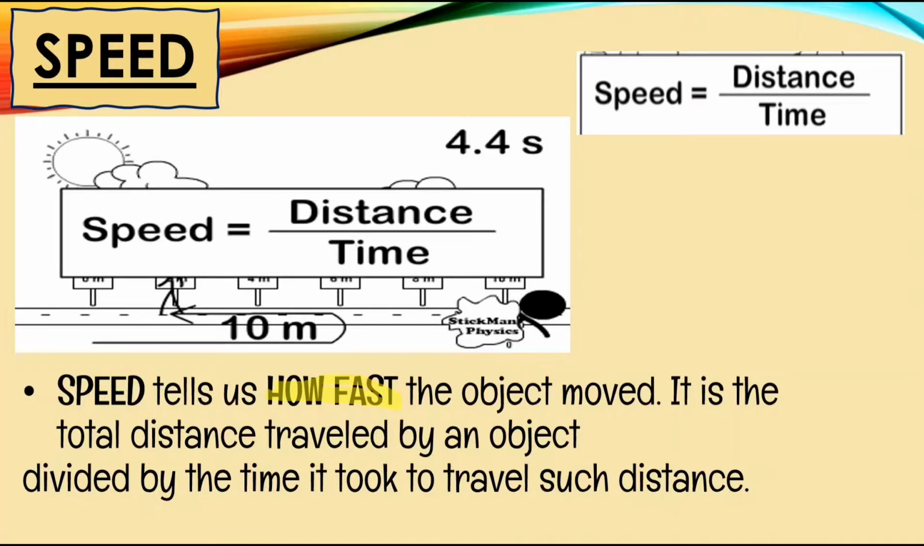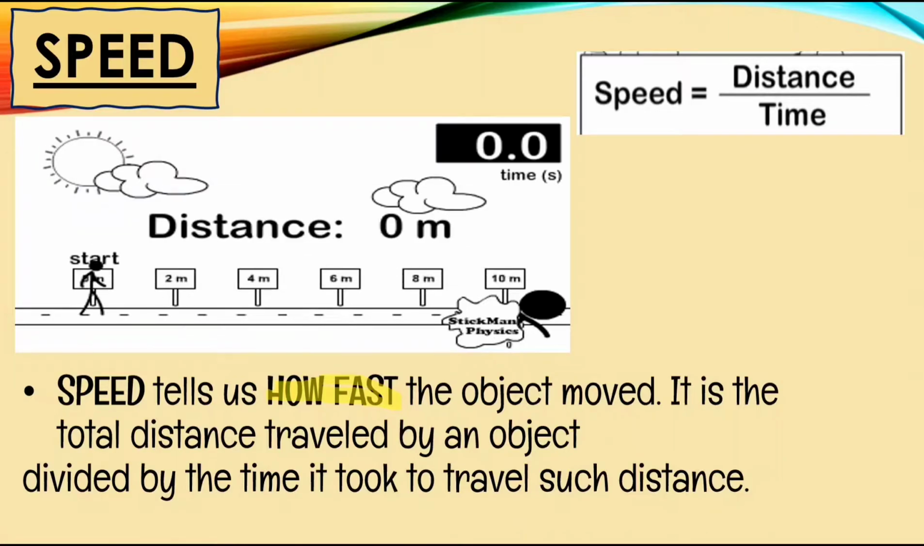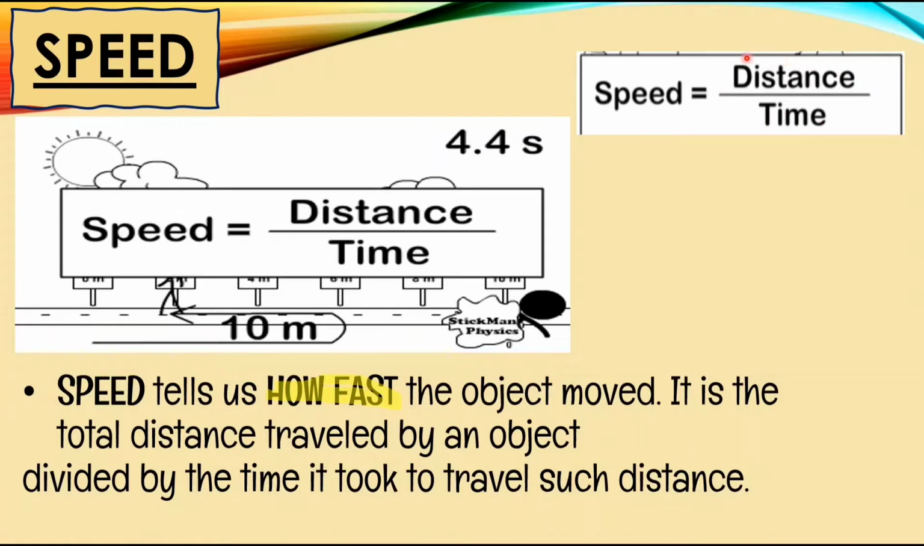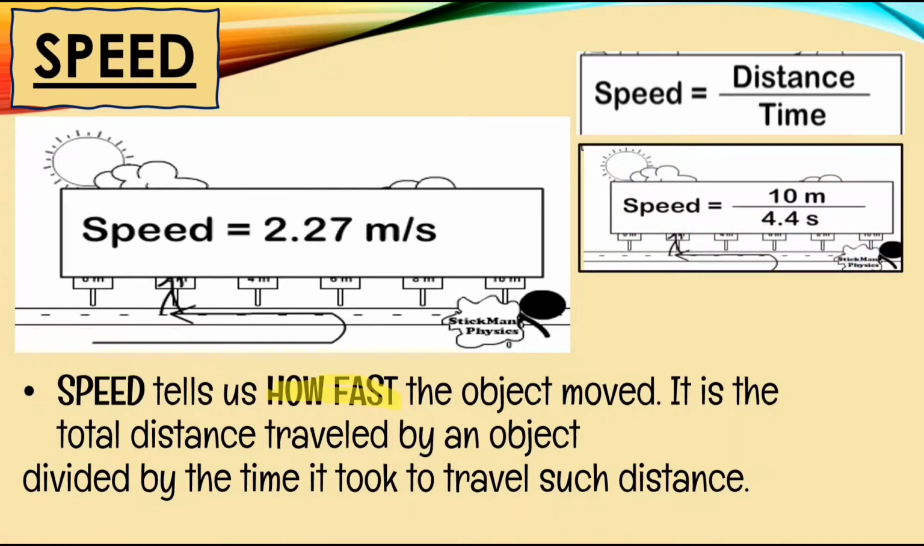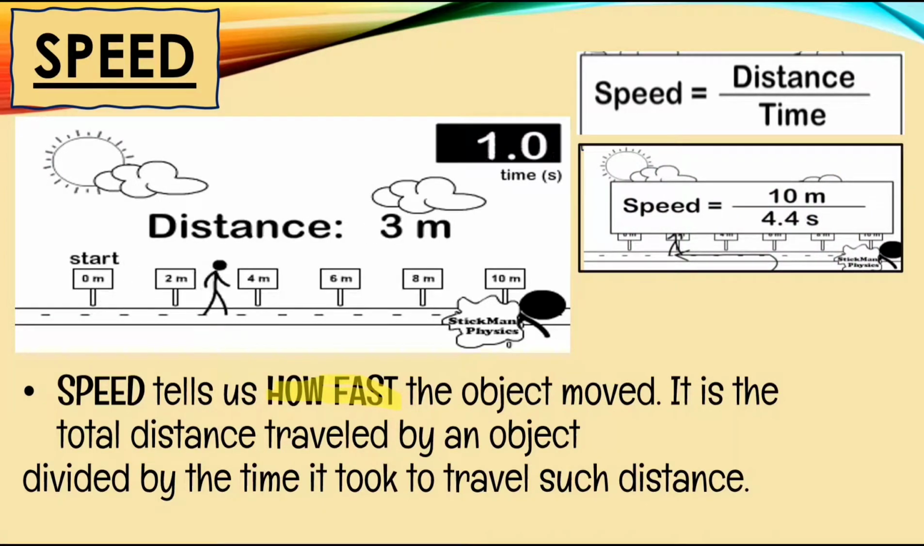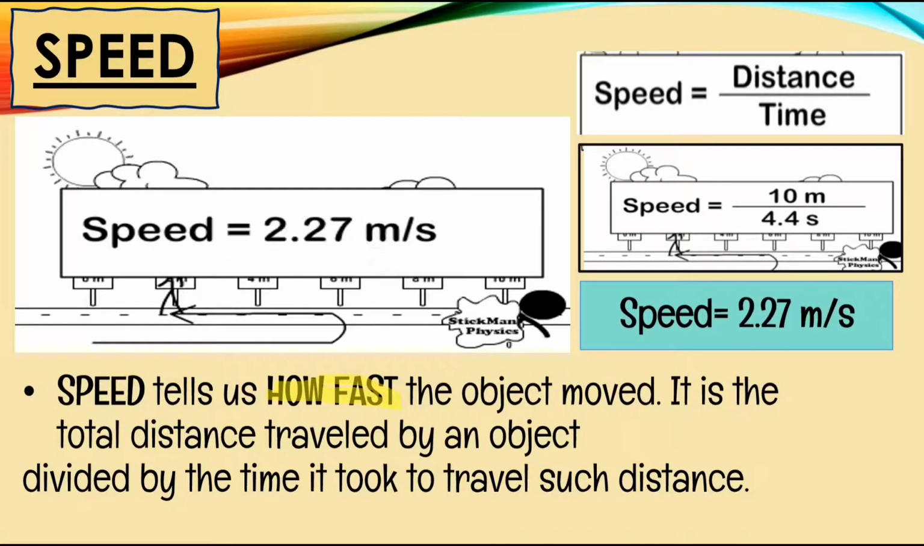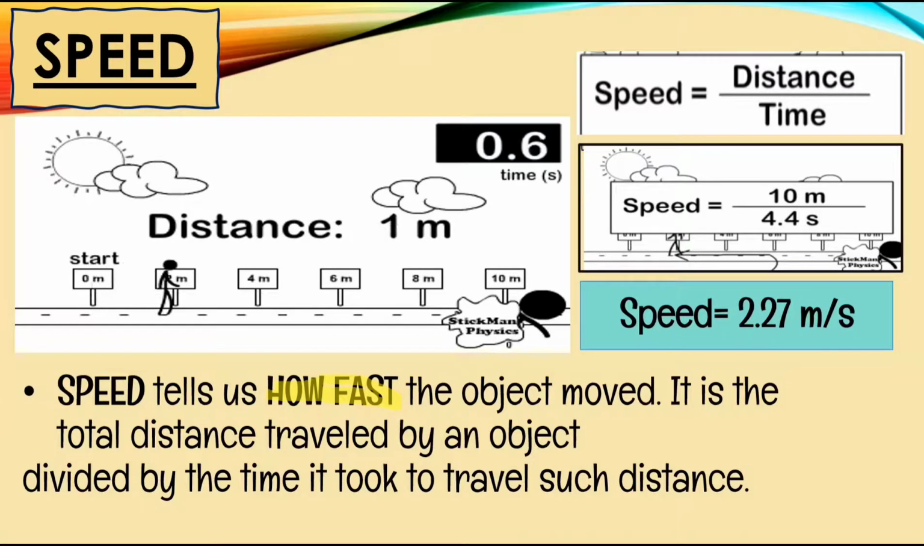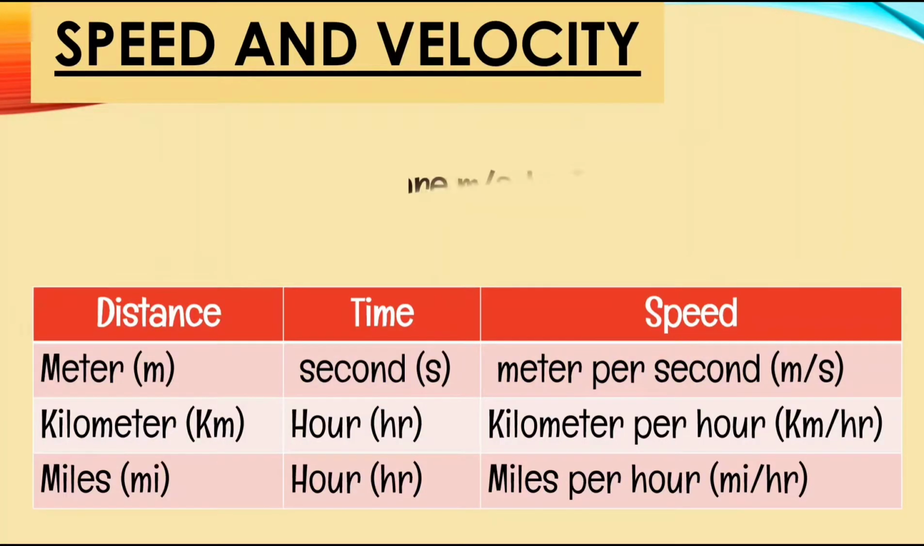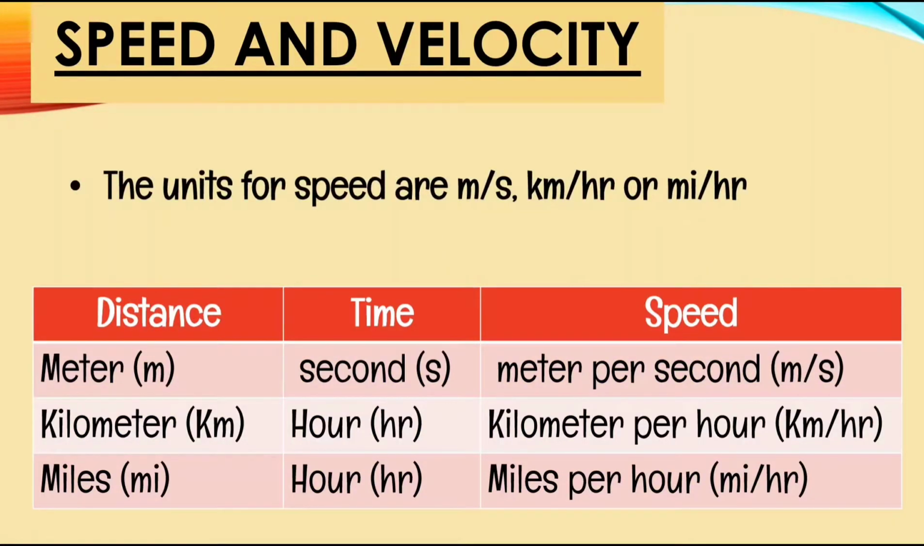Para makuha ang speed, gamitin natin ang formula speed equals distance divided by time. So that is speed equals 10 meters divided by 4.4 seconds. Ang sagot ay 2.27 meters per second. The units for speed are meters per second, kilometers per hour, or miles per hour.